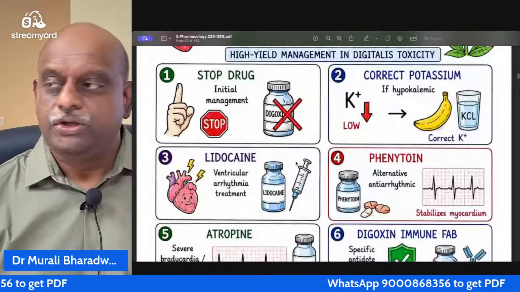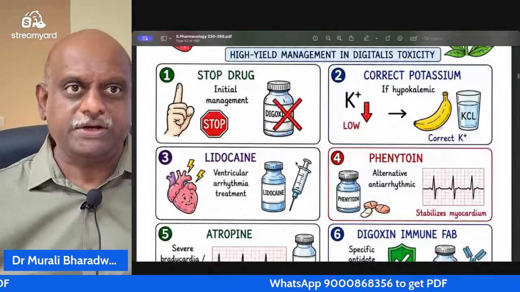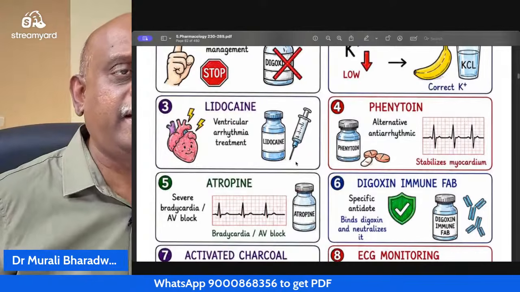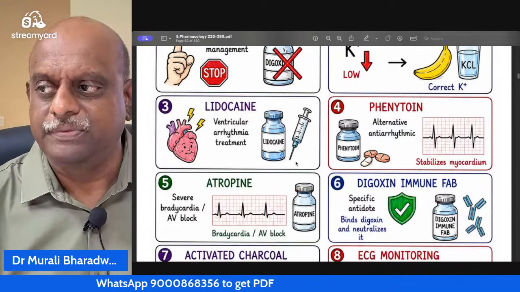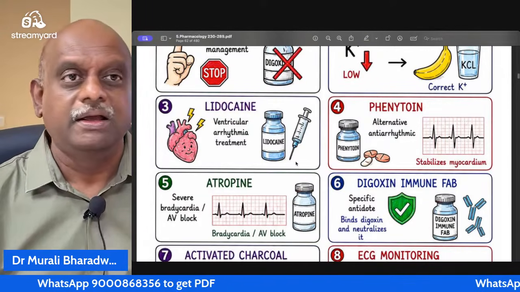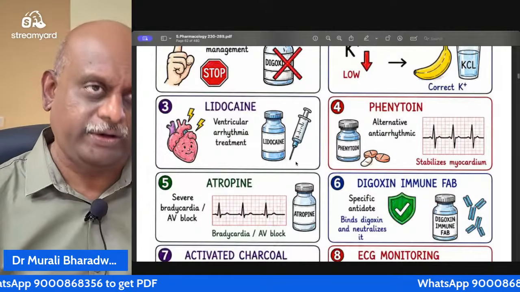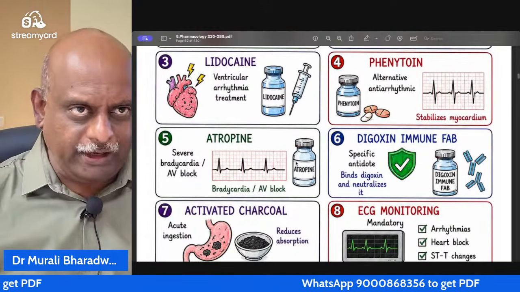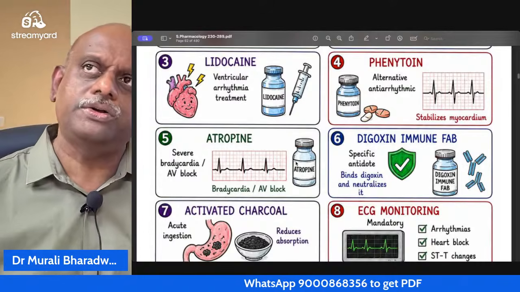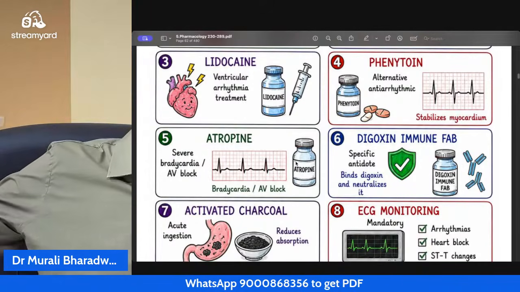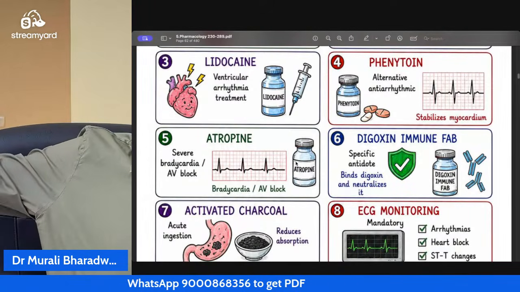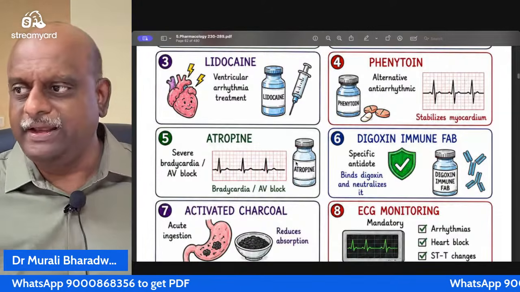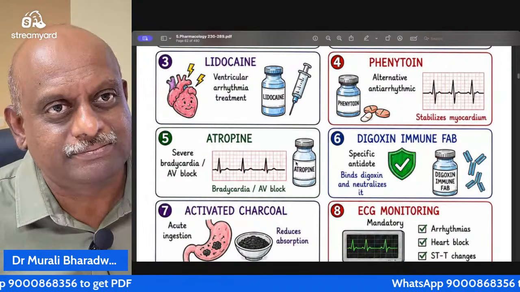Favorite question. Stop the drug, correct the potassium. Give lidocaine to treat the digoxin-induced ventricular arrhythmias. Alternatively, give phenytoin. To treat the bradycardia, give atropine. Because digoxin, due to its vagomimetic effect, makes AV node refractory, that leads to AV block. That is antagonized by giving atropine.